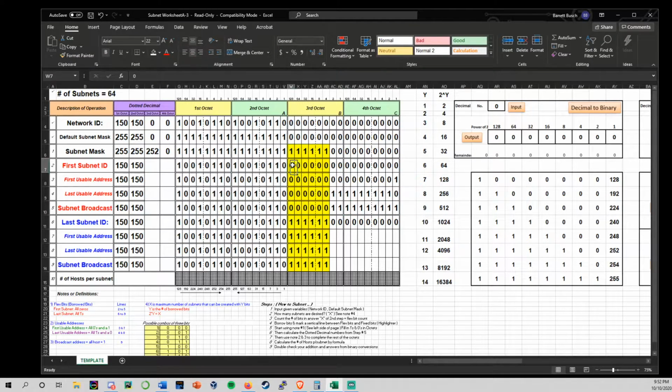Okay, so now if we add these up, this is all zeros, all zeros. Let's go ahead and add those in there. This one is all zeros. Here we have just a 1. And now on this one, all the bits are turned on except for the very last one. So that's going to be 254.